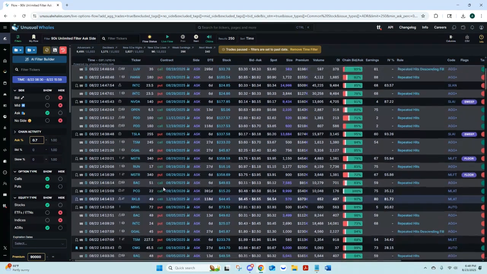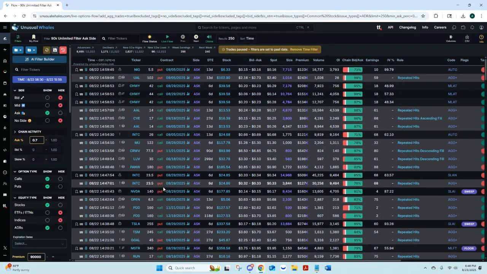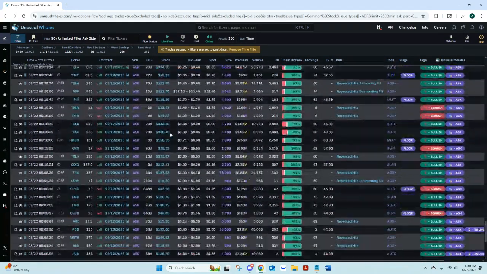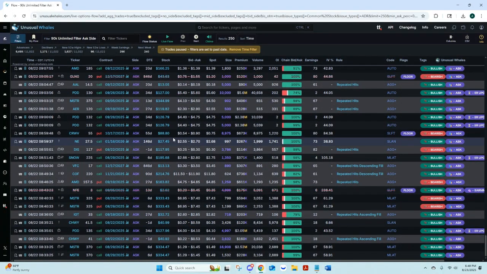So those are just my filters, for those that might want help adjusting them. I'm going to hide this off to the side here, and we're going to take a look at that full flow feed. We're going to start from the beginning of the day and work our way up, and we'll look at what I look for in flow.